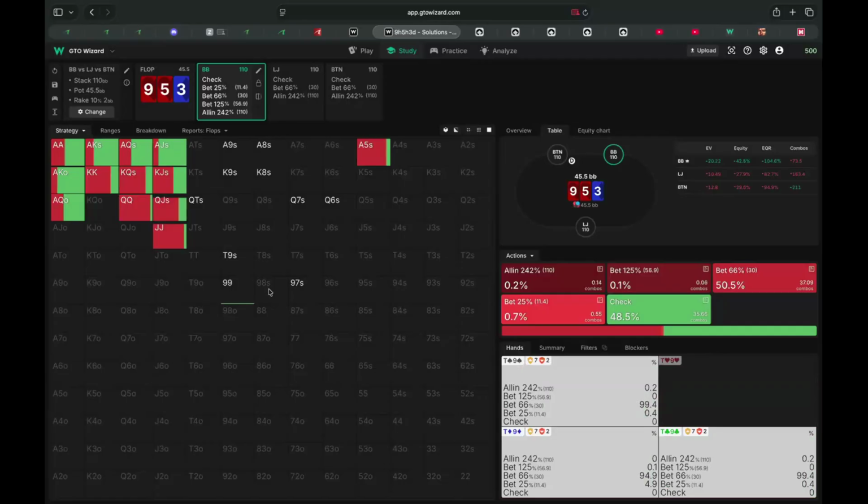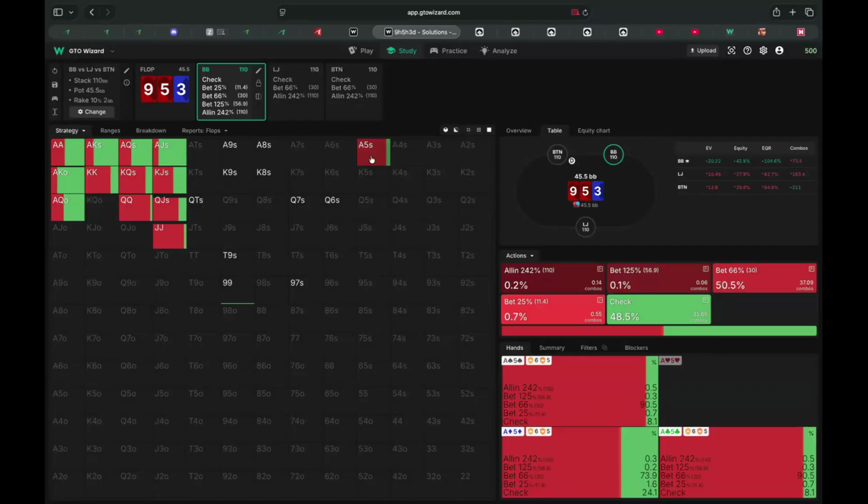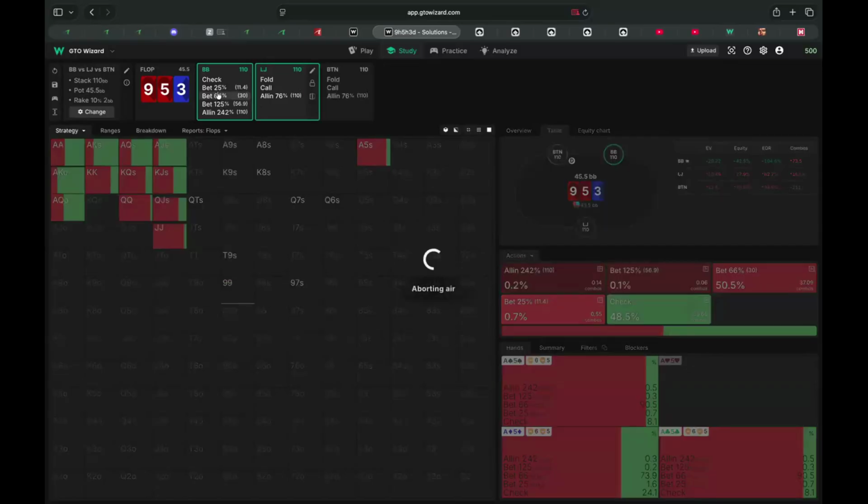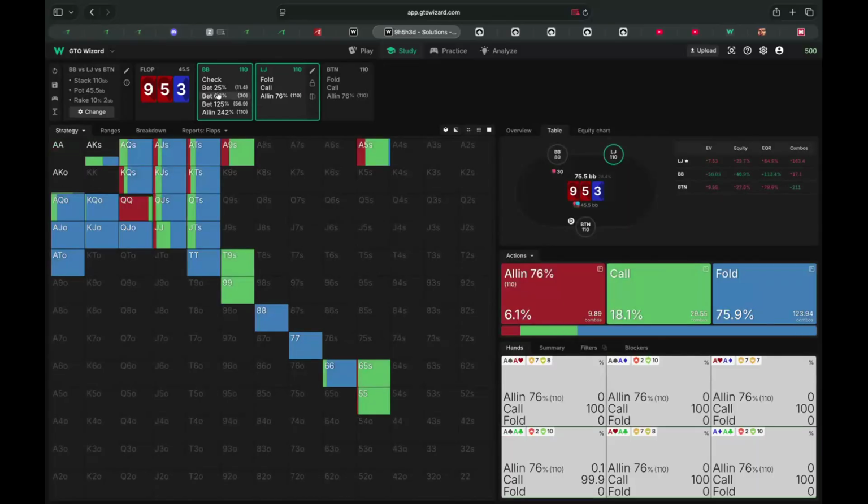So can you do the 66% and then look at how their ranges react to it? I'd like to see that. Queens, jacks, call. He just shoves queens. He's like, I'm at basically the top of my range.